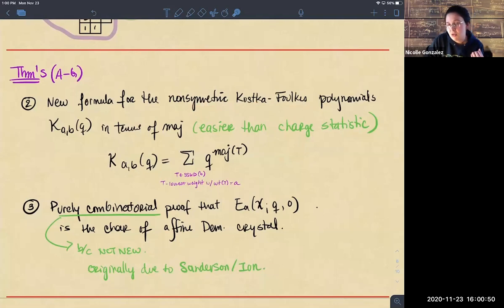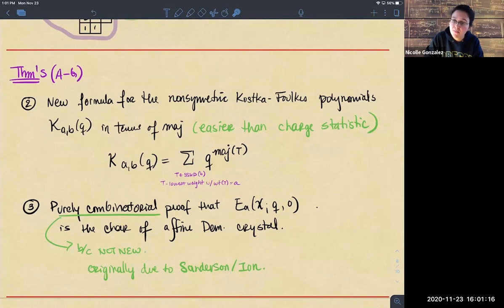And then as a nice side effect, we get a nice new formula for what are known as the non-symmetric Kostka-Foulkes polynomials. Since these are specializations of the symmetric kind, we also get a new formula for the symmetric Kostka-Foulkes polynomials, which are the coefficients in the Schur expansion of the Hall-Littlewood polynomials. Essentially, it allows us to write these polynomials as the sum over q to the major index.